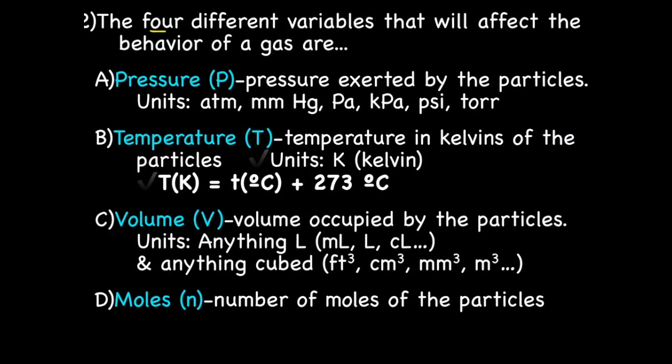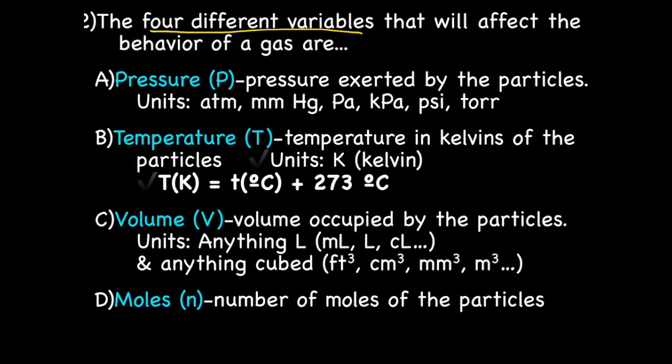There are 4 different variables that will affect the behavior of gases. We're going to go through all 4 variables right now, although today we're actually only going to focus on 2 of these. There are 3 things you need to know from this slide. You need to know the 4 variables: pressure, temperature, volume, and moles. You need to know the abbreviations for those variables, which are P, T, V, and N. And you need to know the units for each variable.